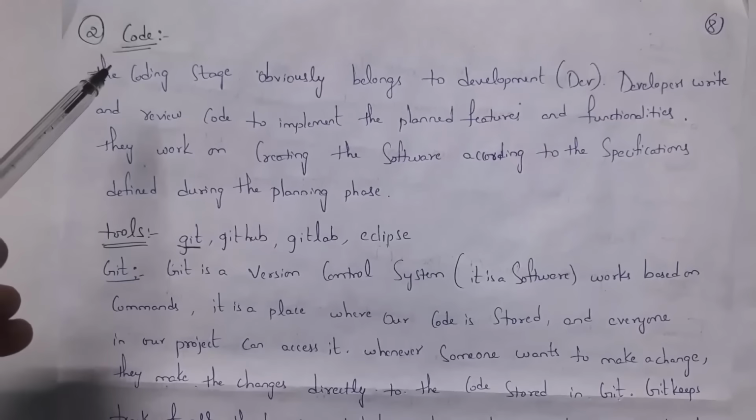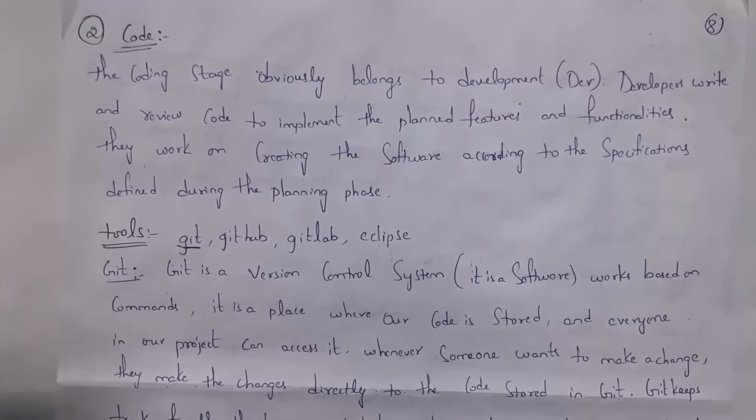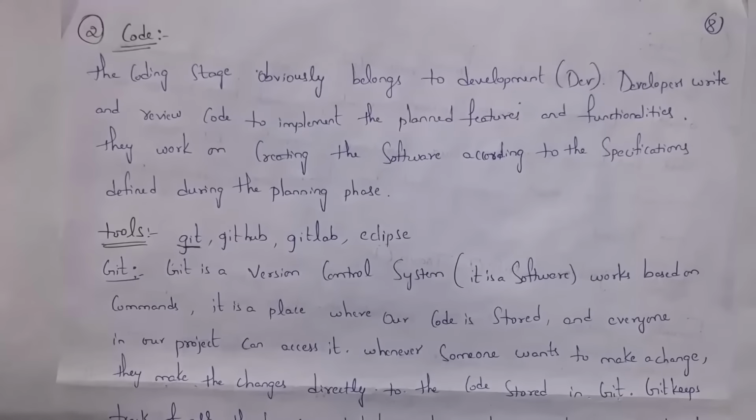As we know, this code stage also belongs to development. Based on features given by customers, developer will start writing code. For example, if developer is creating Java application, he will write Java code. Similarly, for Python application, he will write Python code. And if he is creating website, he will write HTML code. Like that, based on application, he will write different kinds of code.